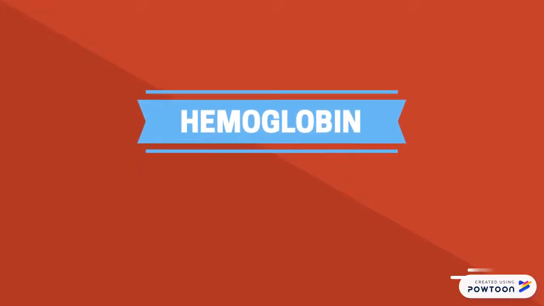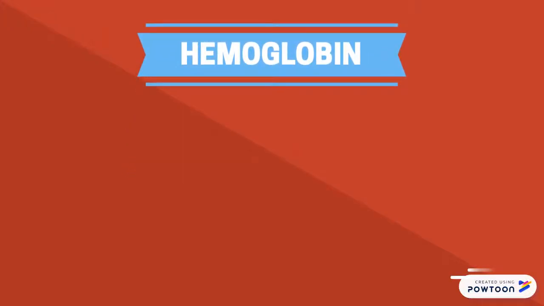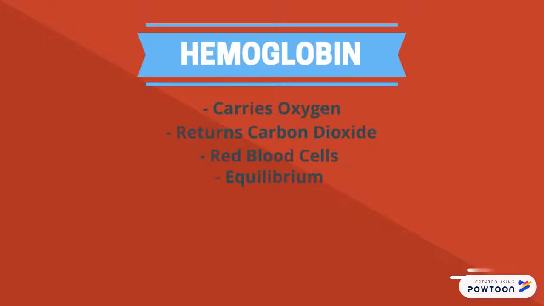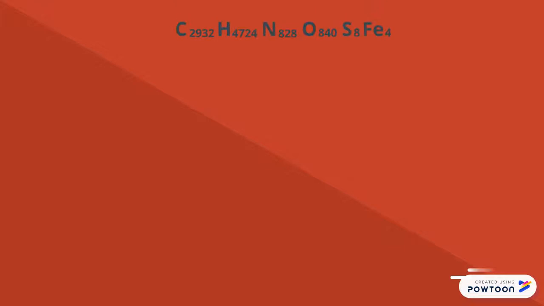Hemoglobin is an essential protein in the human body. It delivers oxygen to your tissues, returns carbon dioxide to your lungs, and is a primary component of red blood cells. An important thing to note about hemoglobin is that its reaction with oxygen is also an equilibrium process. For the purpose of this investigation, we will only be considering hemoglobin's reaction with oxygen molecules.